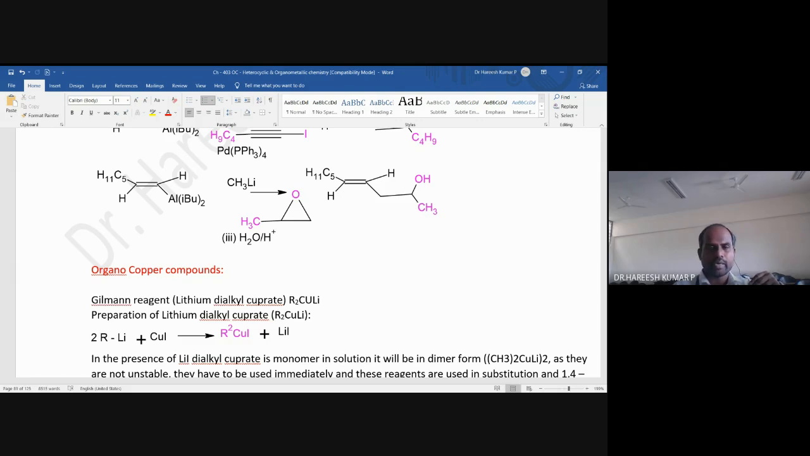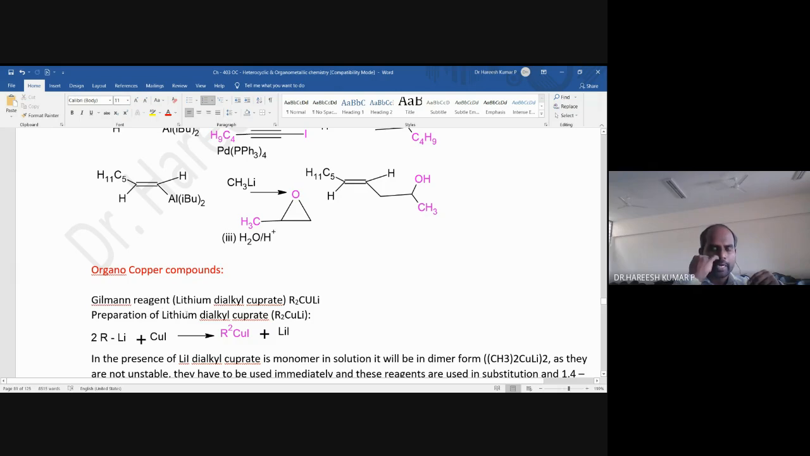Today we will discuss one more organometallic reagent, called organocopper containing compounds. One particular example of these organocopper compounds is R2CuLi. R2CuLi means lithium dialkyl cuprate. Here copper is in the plus 1 state, so that is the reason it's a cuprate. This lithium dialkyl cuprate is also called a Gilman reagent.